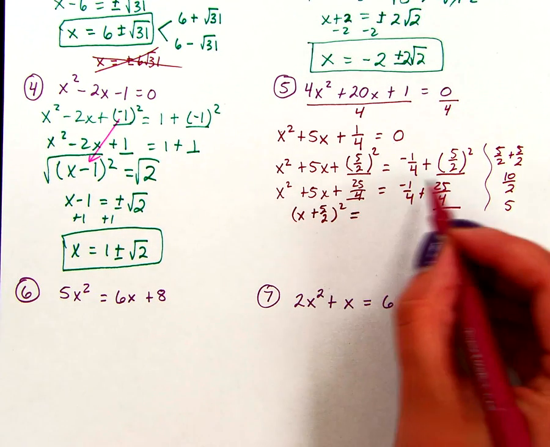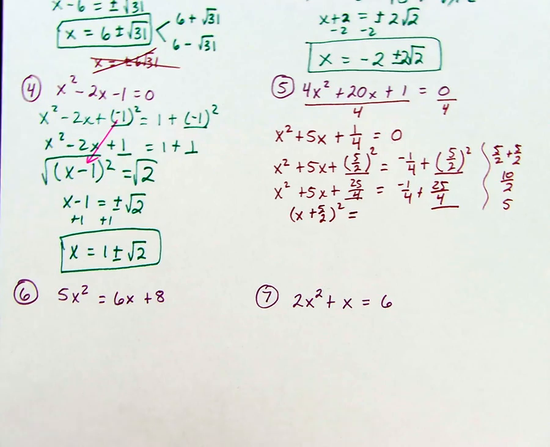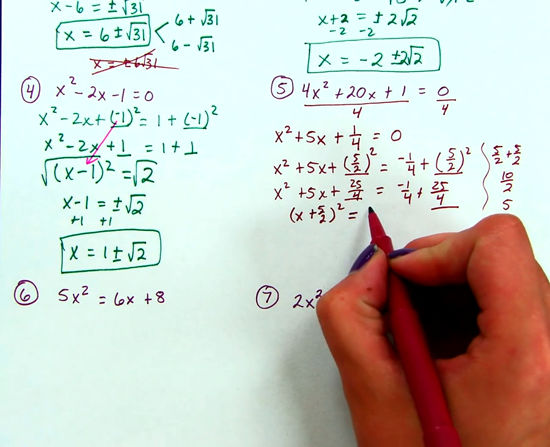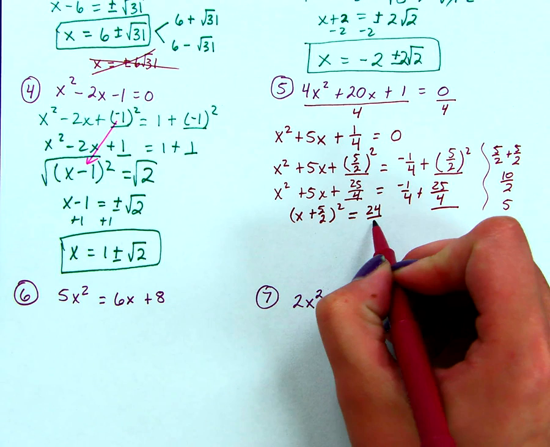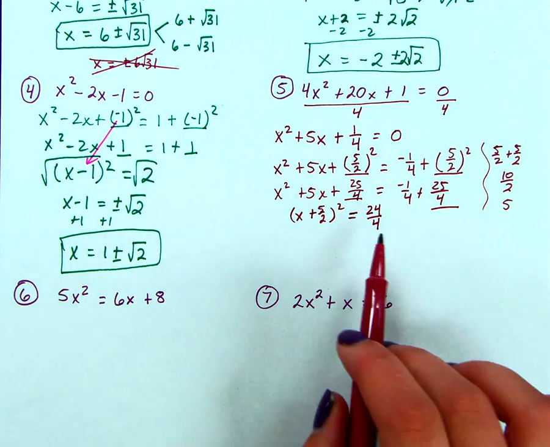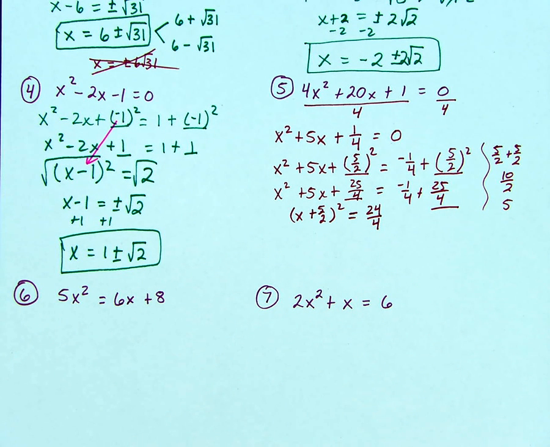And then on the other side, we still want to combine those. They already have a common denominator, so I'm just combining the tops. This is going to combine to be 24 over 4. Normally we would want to simplify that fraction, but notice that your denominator is a perfect square, so we don't want to simplify yet. We're actually just going to leave that as is.